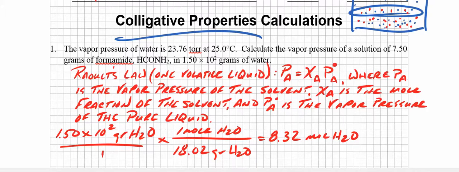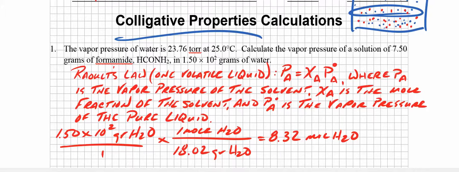Calculate the vapor pressure of a solution of 7.50 grams of formamide, that's HCONH2, in 1.50 times 10 squared grams of water. So we're going to add formamide to the water. It's no longer a pure water solution. It's now formamide and water.